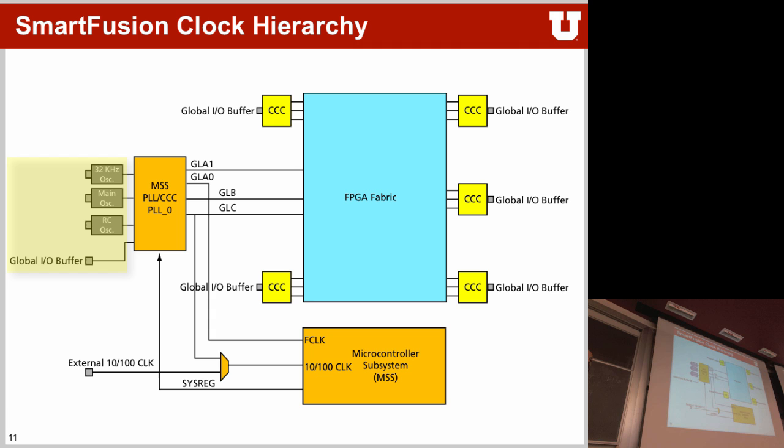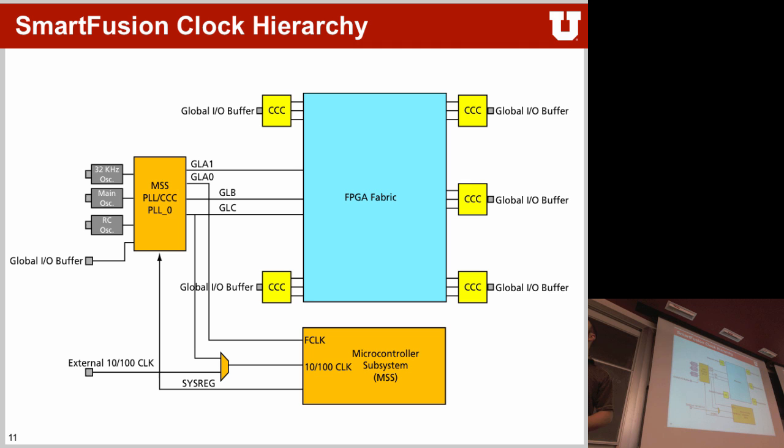The difference is the main oscillator is a lot more stable than the RC oscillator, but the RC oscillator boots up a lot faster than your main oscillator, which takes a while until it basically stops ringing. And then you have an external global I/O buffer where you can hook up whatever external clock signal you want. You could, for example, hook up an oven-controlled crystal oscillator and feed that one into your SmartFusion.